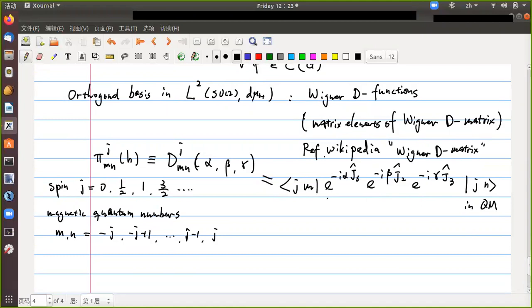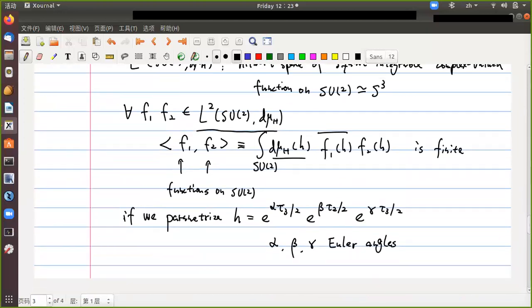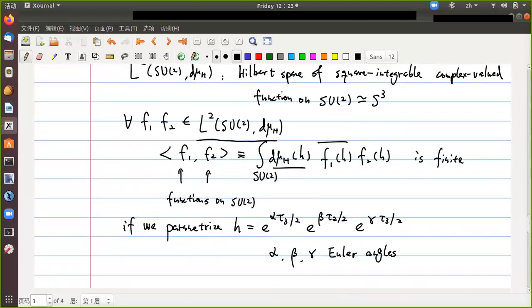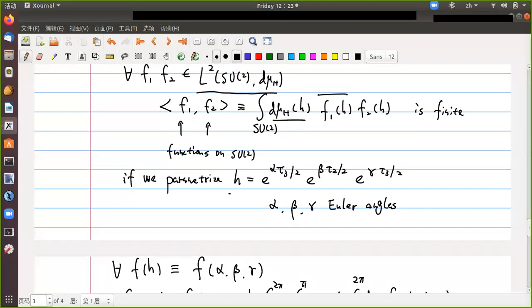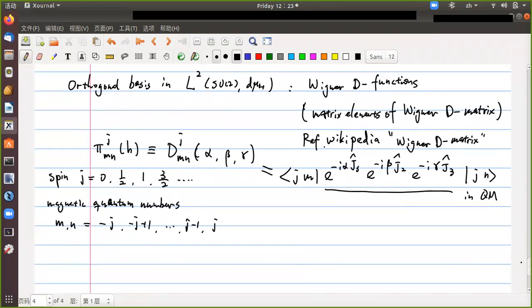You can see the relation between this operator and the holonomy, which is SU2. Our parameterization of holonomy is this, and for the rotation matrix you just replace those taus by the angular momentum operator J. So in the language of representation, this is just the representation of H in the spin J Hilbert space, in the spin J representation space. Okay.